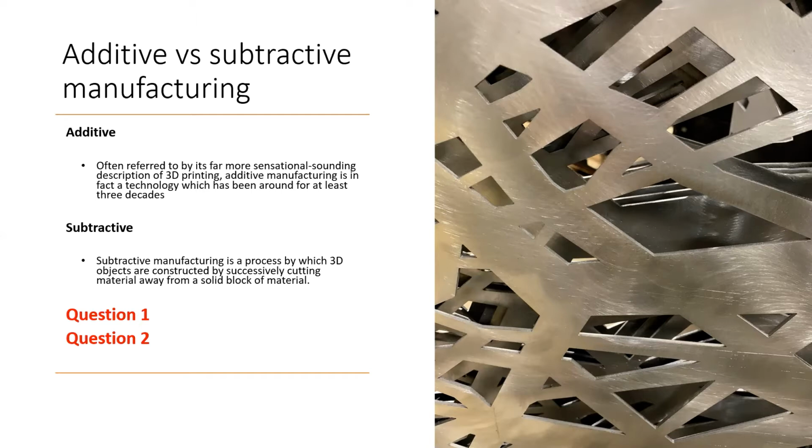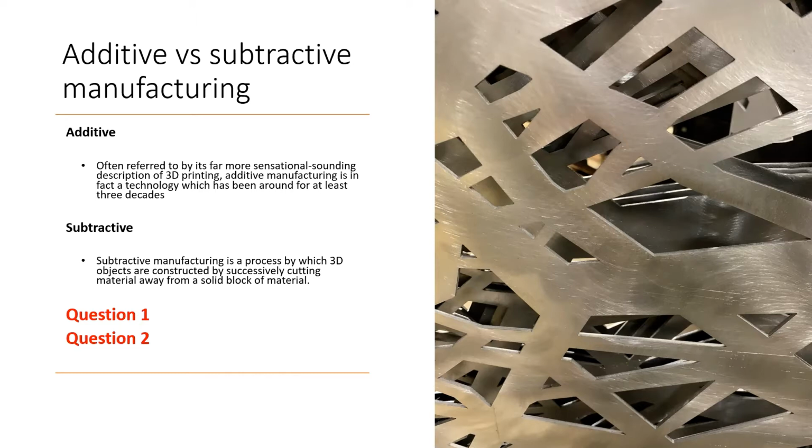Subtractive manufacturing is the exact opposite of that. You're starting with a big piece of material, and you're subtracting away material using a variety of different methods to create the product or piece that you're looking for in the end.